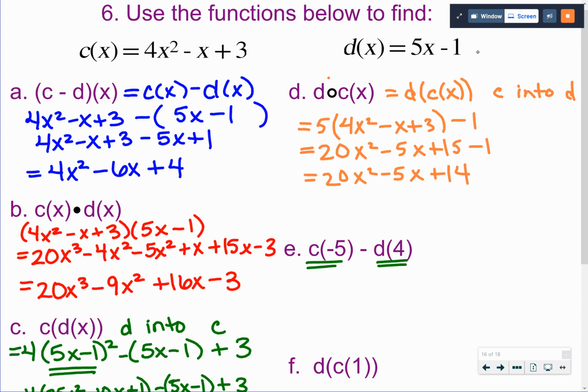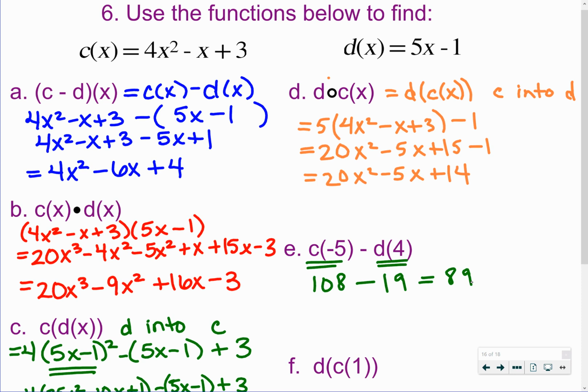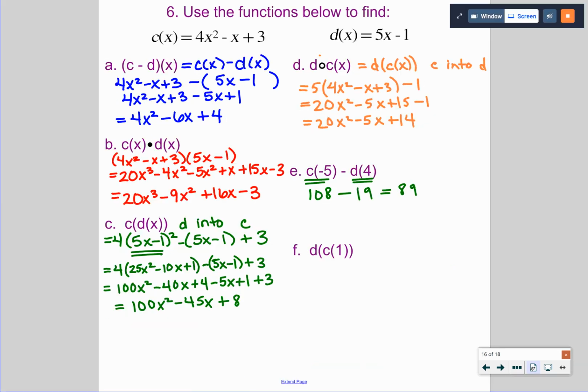If I plug -5 into C, I'm just going to do that quick mental math here. -5 squared gives me 25 times 4 is 100. Minus -5 would be 105 plus 3 should have 108. And again, you can use your calculator for that if you need to. Plug 4 into D. That's 5 times 4 minus 1 gives me 19. And then subtract my answers gives me 89. Good there?